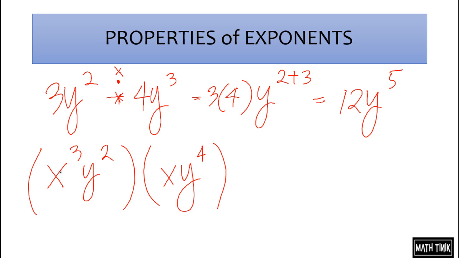So, as you can see, here we have x and y, here we have also x and y. Same thing, what we need to do is just apply the product rule on the same base. On the first term, on this side we have x and y, and this side we have x and y.